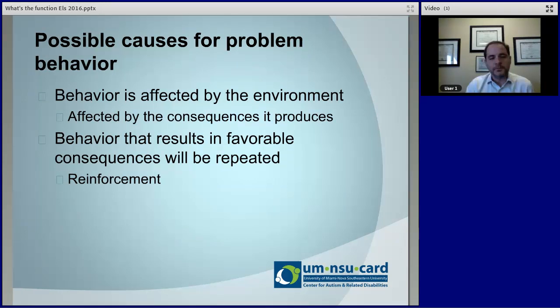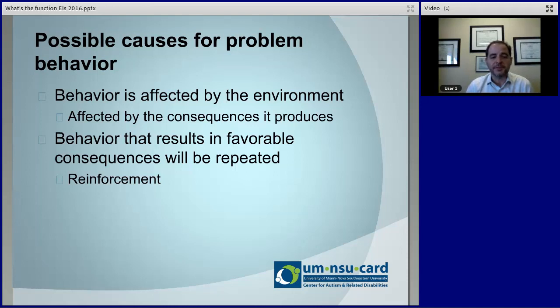Now, what we do know, what the science of behavior tells us, what the research literature tells us, is that behavior is in fact affected by the environment. The consequences that behavior produces serve to maintain problem behavior. They serve to strengthen problem behavior. And at the same time, they can serve to weaken problem behavior. So really, the source of the occurrence of problem behavior can be found in the environment.